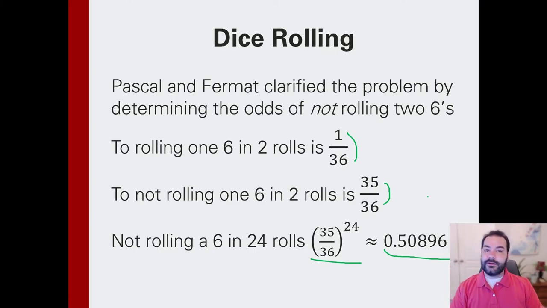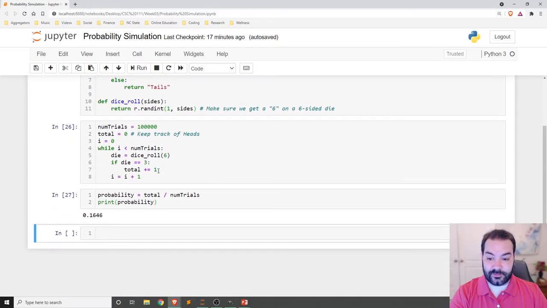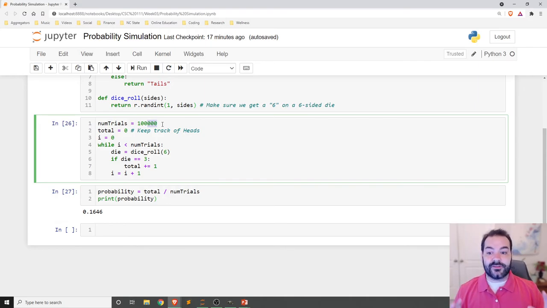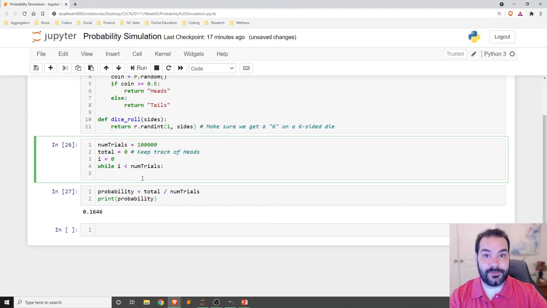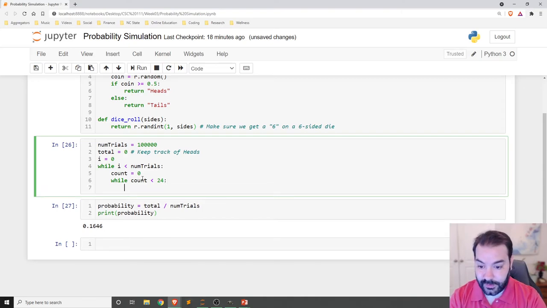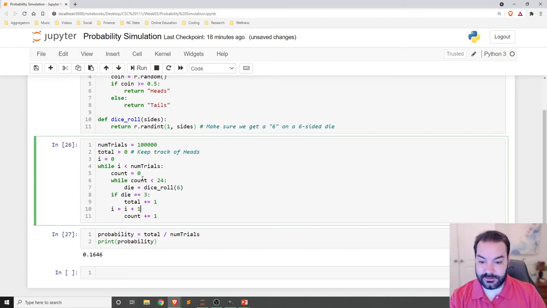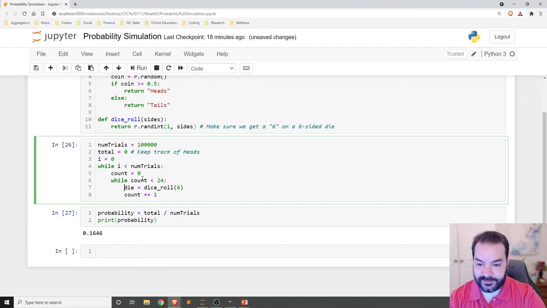Okay, so we have 24 rolls that we need to do, and we need to roll two sixes. So let's take our probability, and let's, again, use our dice roll. We're going to still keep this as 100 trials. We'll do this 100,000 times. So the first thing we're going to do is keep an inner loop track. So we'll call this count equals 0, while count is less than 24 rolls. Count will plus equal 1. So in this case, roll two dice.